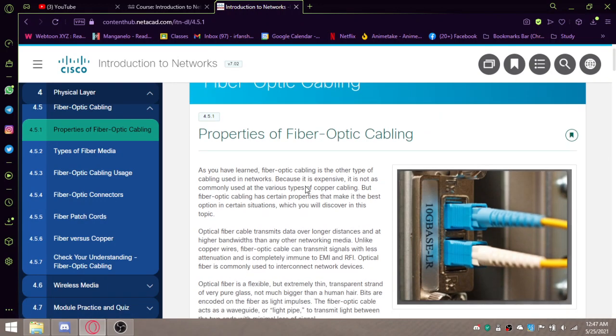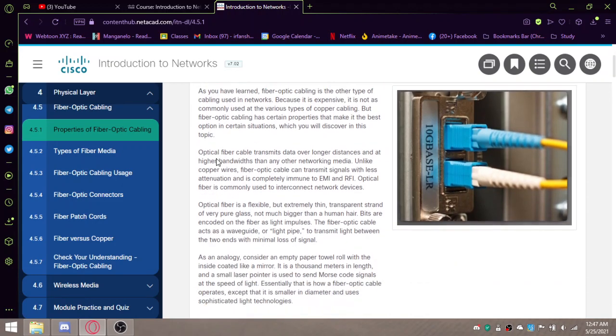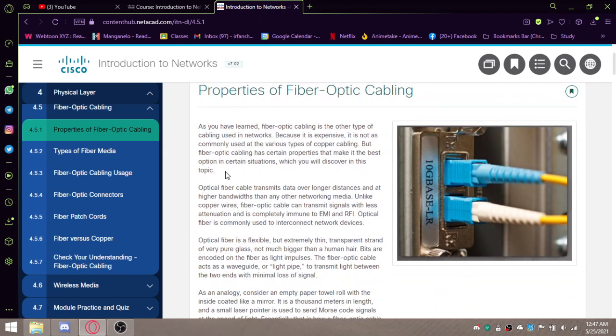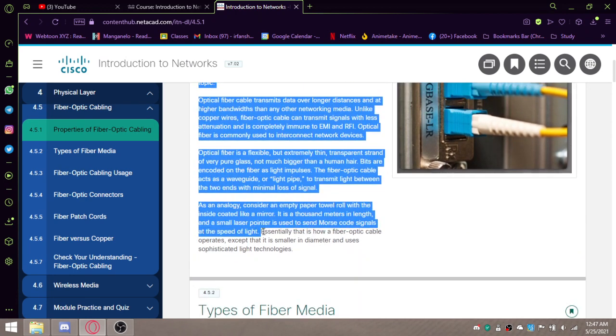Okay. Okay, and then we moving on to properties of fiber optic cabling. Have you learned? Tak apalah, baca lah. Have you? Dah malas lah.